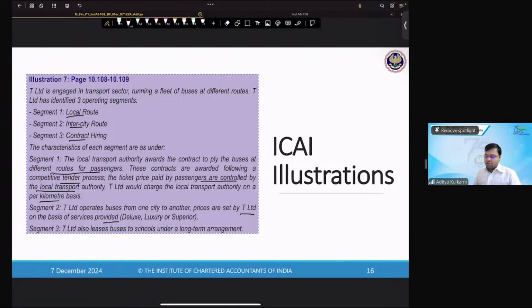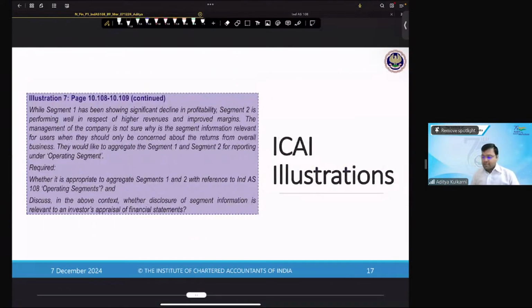Deluxe, luxury or superior. Achha, in segment 1, who was controlling the prices? Who was controlling the prices? Authority. The local authority. T had no say on the pricing. In segment 2, T Limited is the entity that is controlling the prices depending on the offering. Segment 3, T Limited also leases buses to schools under a long-term arrangement, contract hiring.